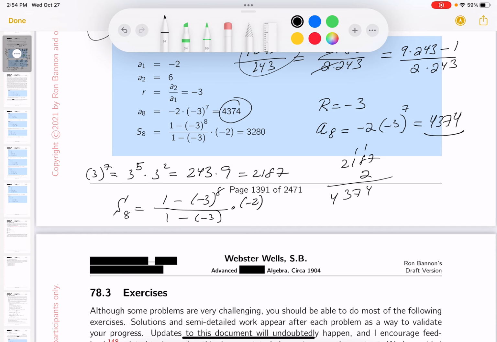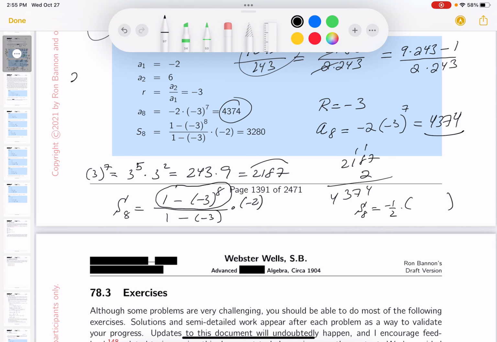So let me write this down. S8. You get -2 over 4, which is -1/2. Now I've got to do this nightmare. But I've already done 3 to the 7th, right? And that turned out to be this nasty number there. Just got to multiply by another 3. Let me put this one down for you.